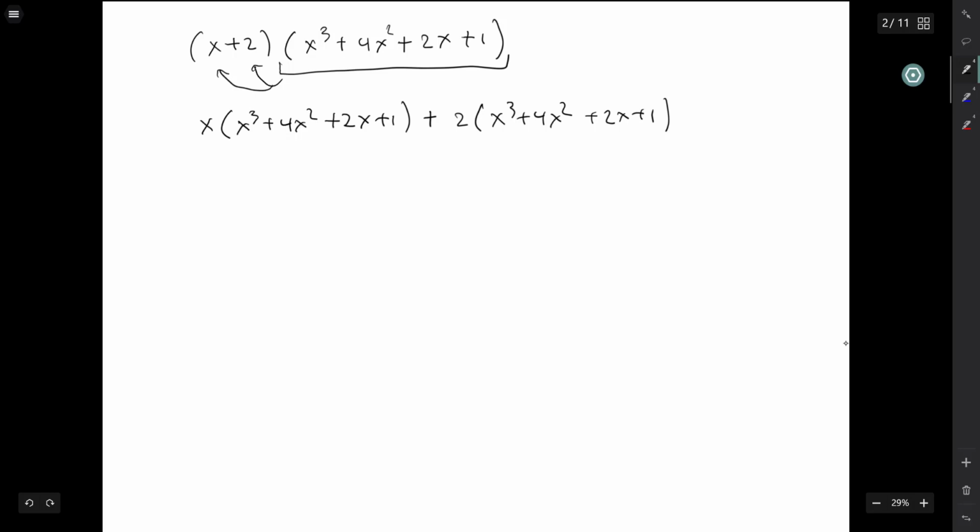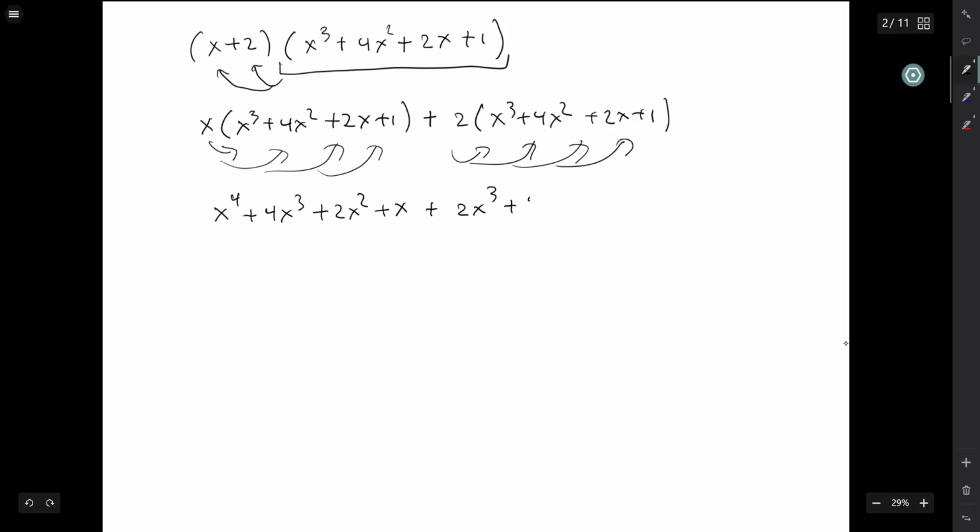And I can redistribute all of these on the next step, giving me x to the fourth here, plus 4x cubed, plus 2x squared, plus x, and the second half, plus 2x cubed, plus 8x squared, plus 4x, plus 1. And then like before, we collect like terms. We've got x cubeds here, x squareds here, x's here, and the x to the fourth and the 1 just kind of stand alone.